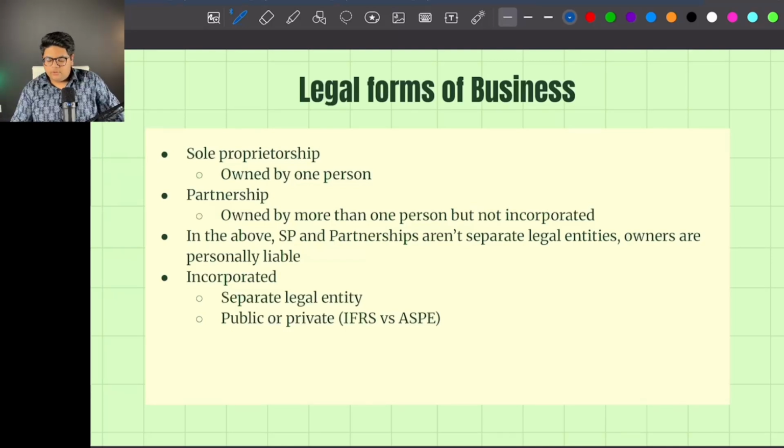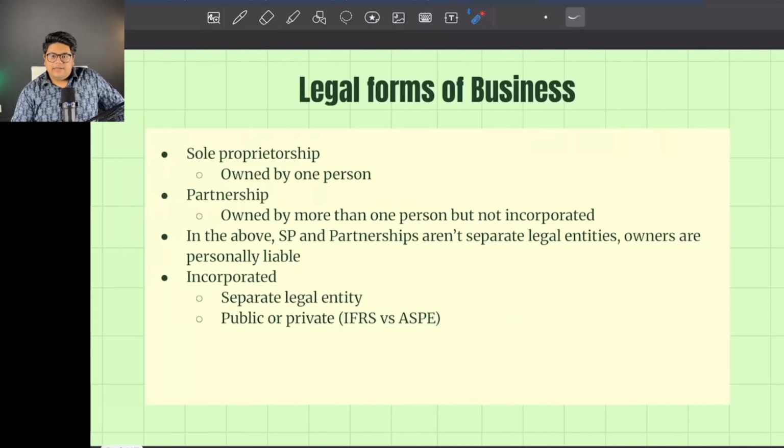And then we have an incorporated business. So this is a separate legal entity as opposed to the first two, where it means if you start a business and if the business gets sued, then the owner of the business is not liable. The company itself is liable. And an incorporated company can be private or public. So if it's a private corporation, it's going to be under the ASPE governance. And if it's public, it's going to be IFRS.